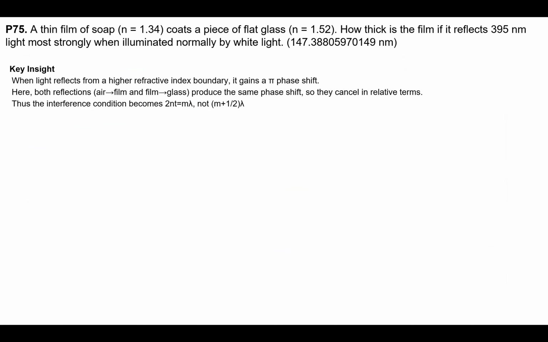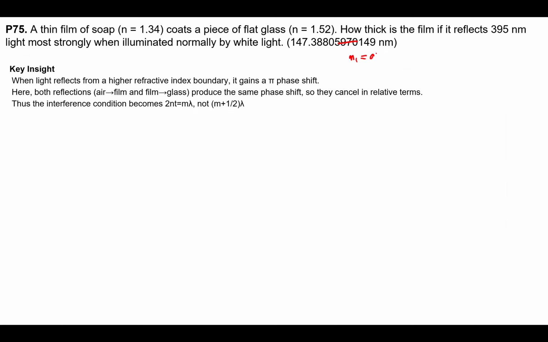75. A thin film of soap coats a piece of flat glass. How thick is the film if it reflects 395 nanometer light most strongly when illuminated normally by white light? You cannot assume that it is always a soap film in air. So in this case, it's quite different. You need to figure out the difference.